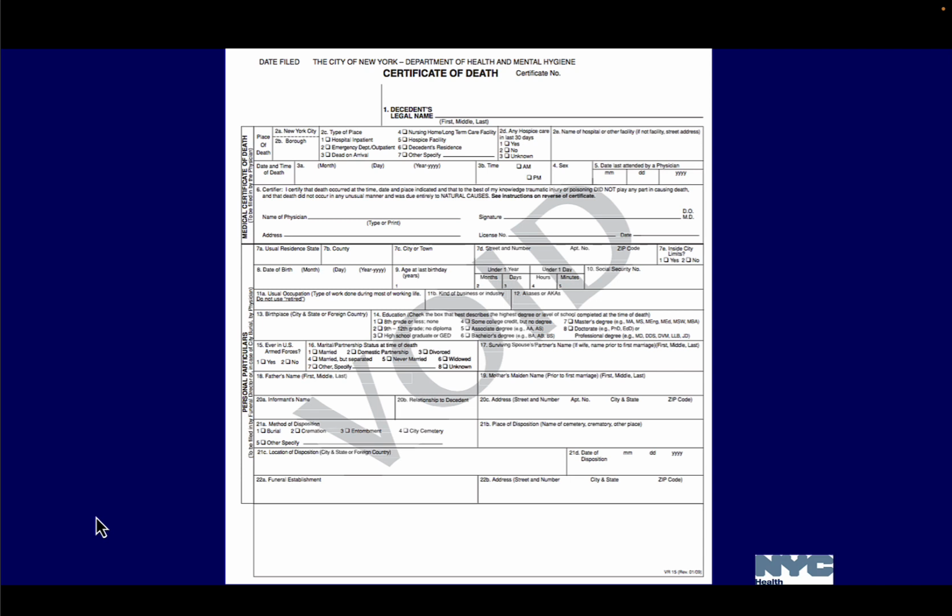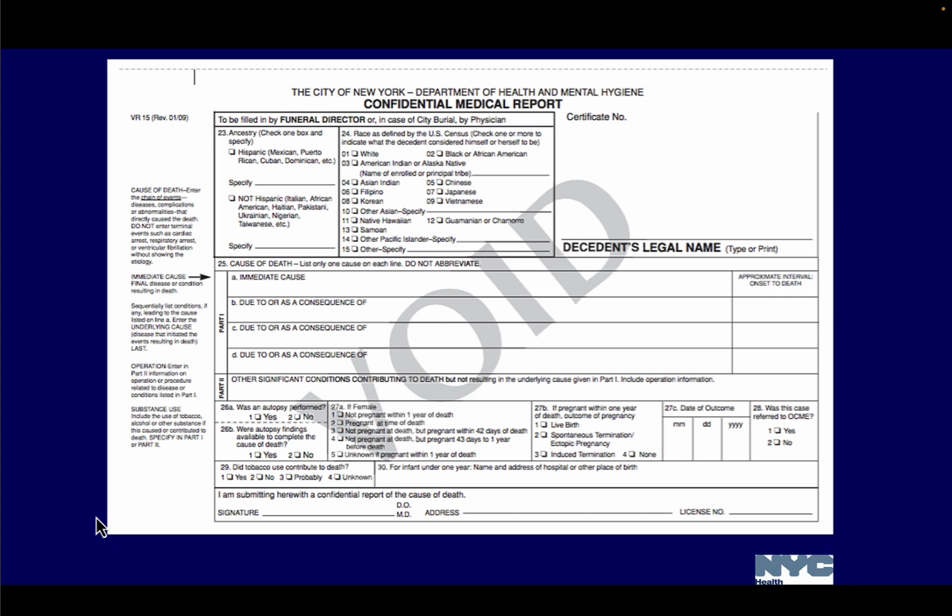The next part is called the personal particulars section, and it's completed by the funeral director. It includes information like the person's date of birth, their address, their occupation, their original birthplace, and whether they served in the armed forces, their marital status, etc. And the second page is the confidential medical report. It includes some additional information that can be filled out by the funeral director, including information on ancestry and race, ethnicity. Below that is where the cause of death information is recorded, and this part is completed by a physician.